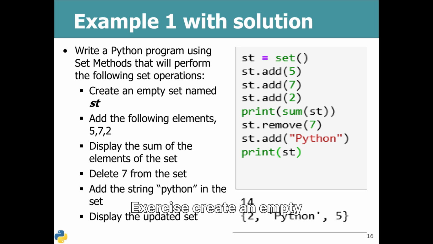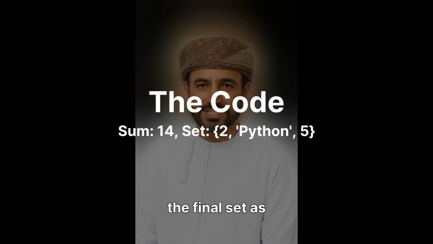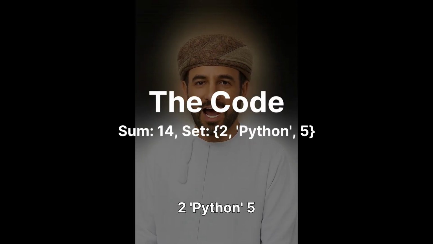Exercise: create an empty set, add 5, 7, 2, and display their sum. Then delete 7, add Python, and display the updated set. The code shows the sum as 14 and the final set as {2, Python, 5}.